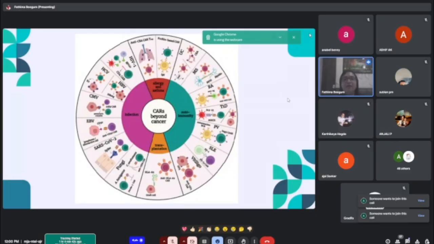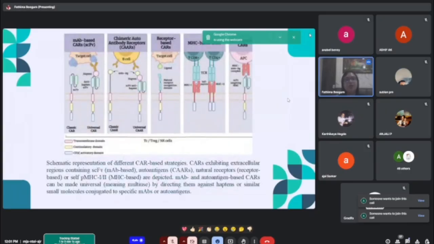Even for infections, for autoimmune purposes, for allergic reactions. This is all beyond cancer. Even for vitiligo, studies have been going on. Then viral infections, HCV, HIV, all studies have been going on. Different clinical trials have been going on.